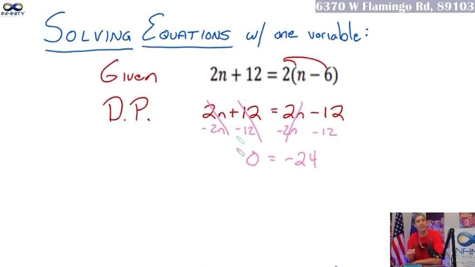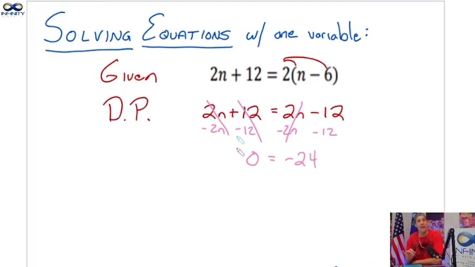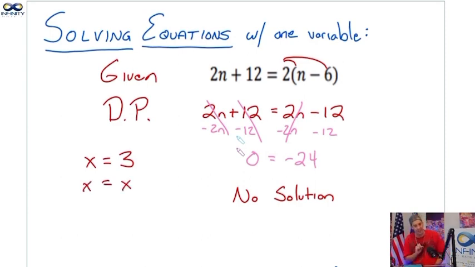Now, what do you see here? 0 equals negative 24. Does that make any sense? No, it doesn't make sense to me either. Therefore, when you get any two values that are unequal and they tell you they're equal, the answer is no solution. All right? If you get x equals some number, that's one solution. If you get x equals x, that's infinite solutions. If you get 3 equals 4, that's no solutions.